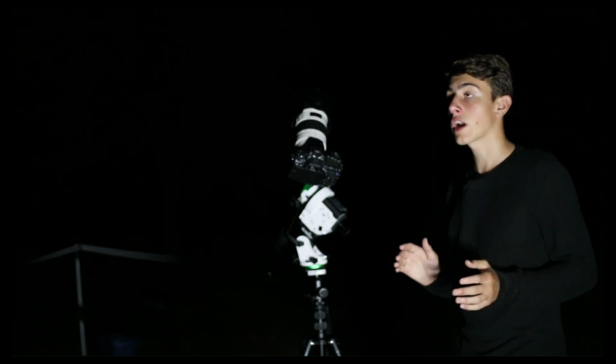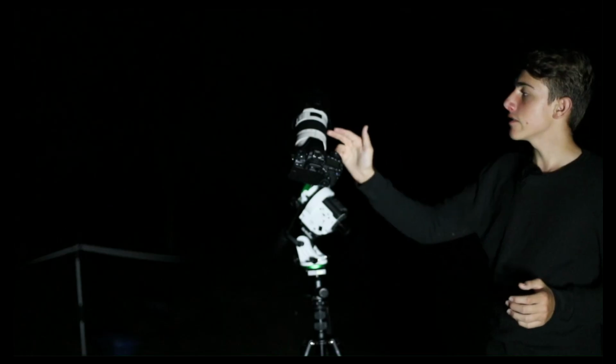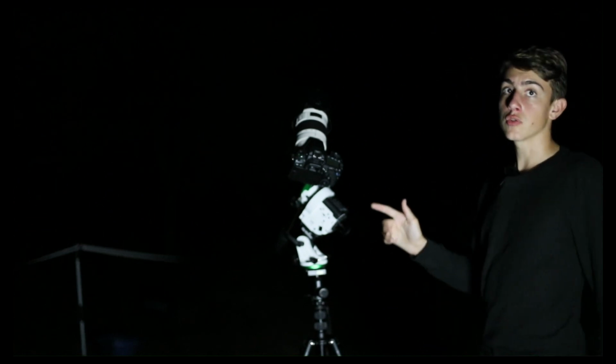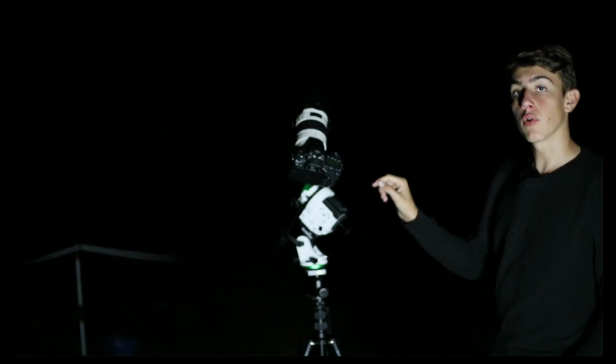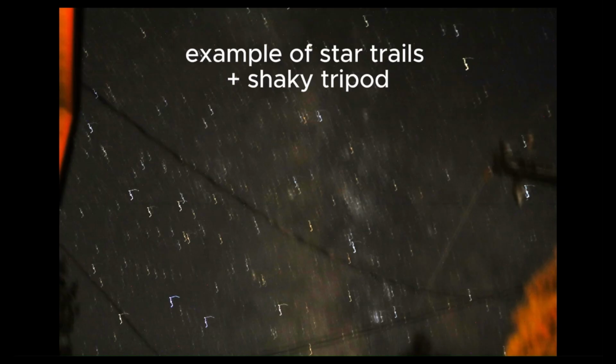Today, we will be photographing the Andromeda Galaxy with the Canon 90D, the 70 to 200 millimeter f/2.8, and the Star Adventure 2i Pro. This is the most important part of the setup. That way, we track the stars and we don't have any star trailing.